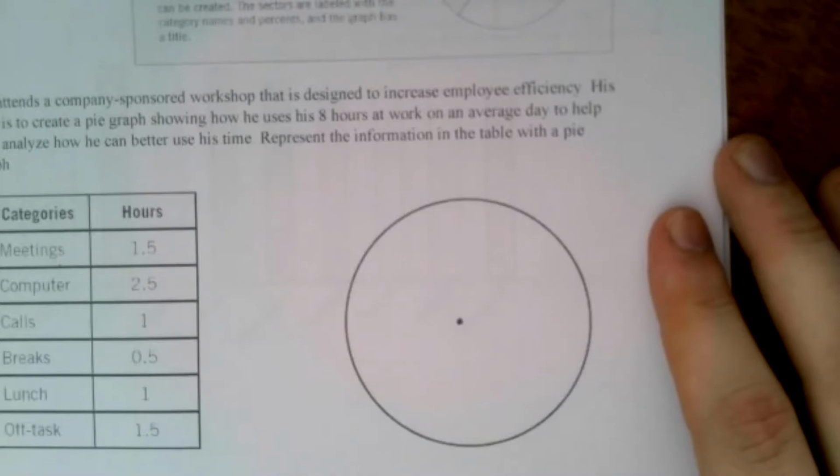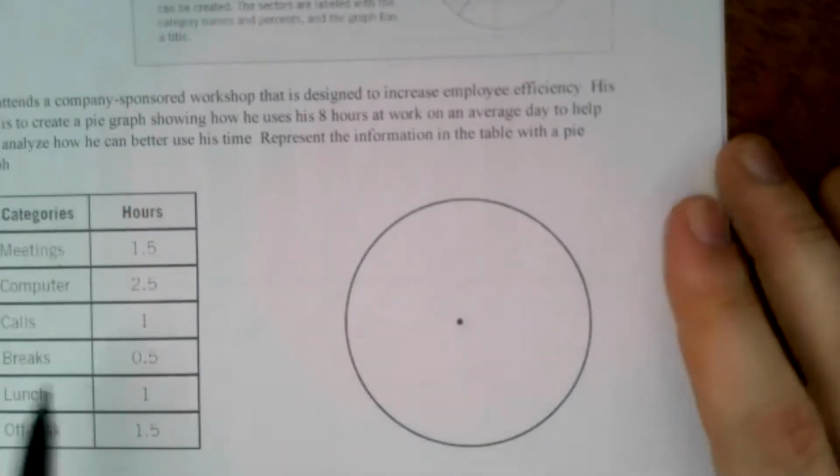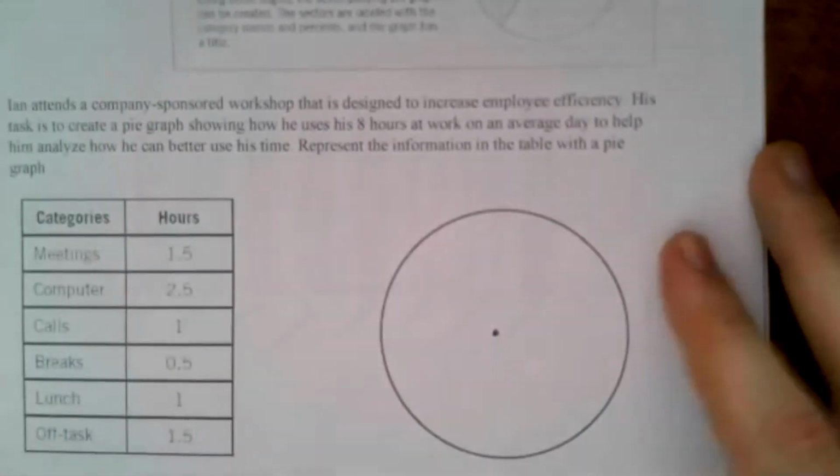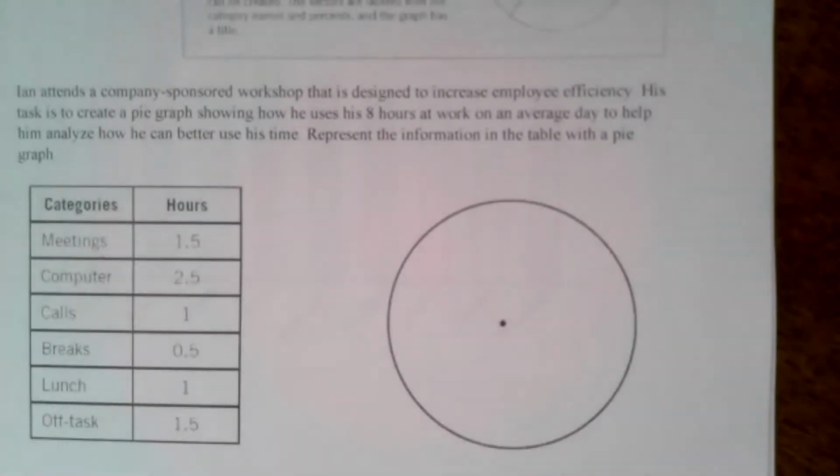And the second thing I'm going to do is read the problem, right? So that's probably the first thing we should do. My bad. So it says Ian attends a company-sponsored workshop that is designed to increase employee efficiency. His task is to create a pie graph showing how he uses 8 hours at work on an average day to help him analyze how he can better use his time. So it says represent the information in a table with a pie graph.